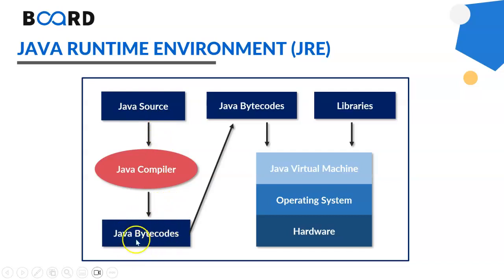You can run this bytecode anywhere, and it will be loaded onto the JVM, where three layers reside: hardware, operating system, and over the top of the operating system all the Java Virtual Machine libraries reside, which gives you the runtime environment to execute your bytecode.